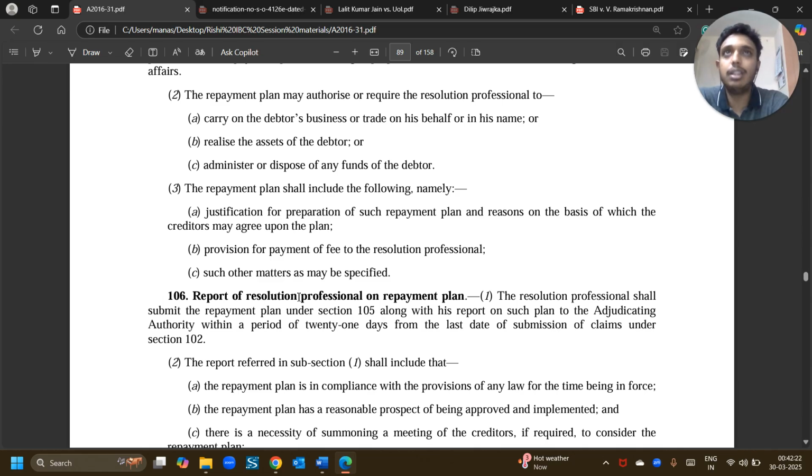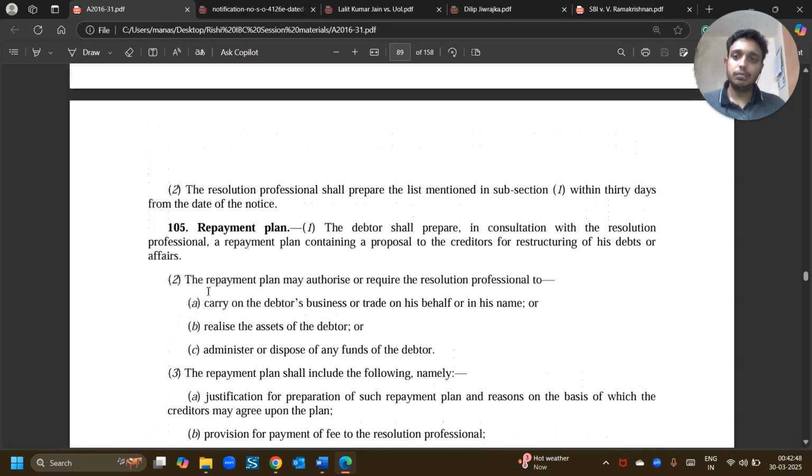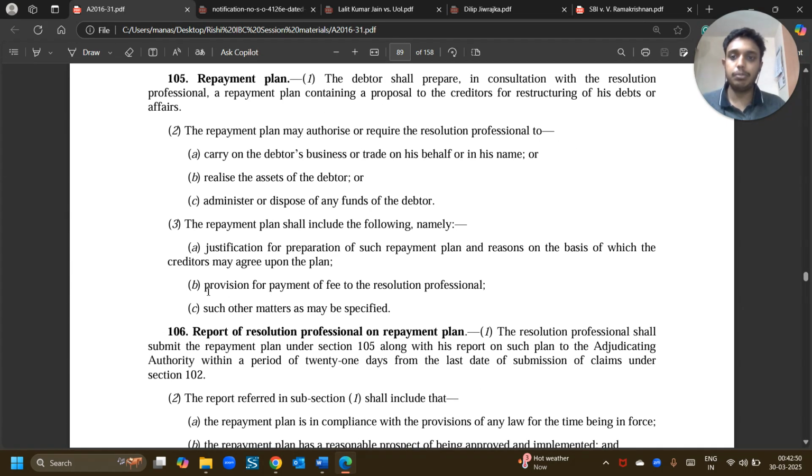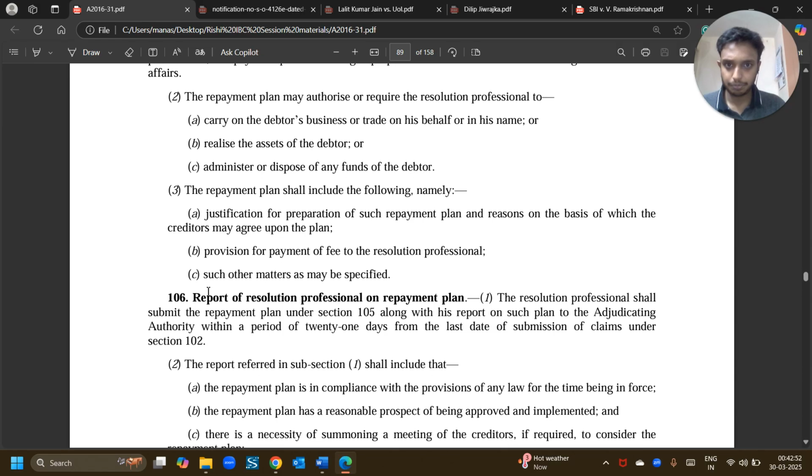So here again, this is left to the discretion of the debtor to vest the RP with these rights. What are these rights? Carry on the debtor's business, realize his assets, or administer or dispose of any of his funds. So all of these aspects, if the debtor feels he can handle it himself, well and good. However, depending on his prudency and the gravity of the situation, if he feels it is better left with the RP, then naturally the provision empowers him to leave it to the resolution professional.